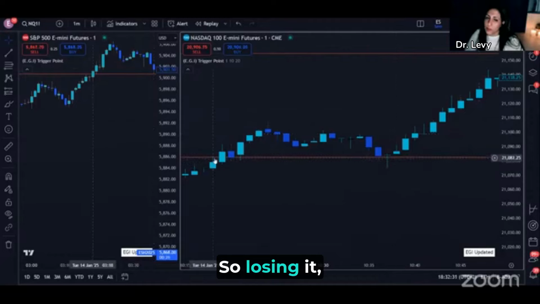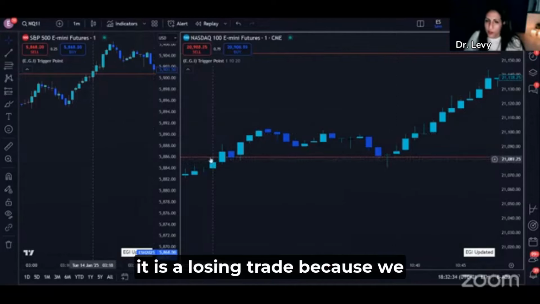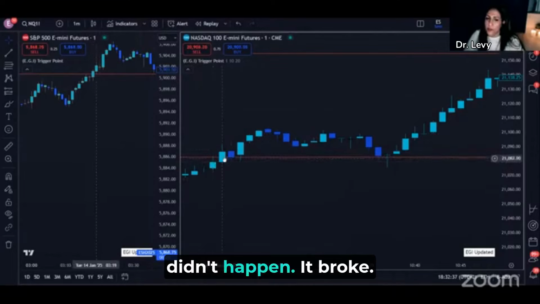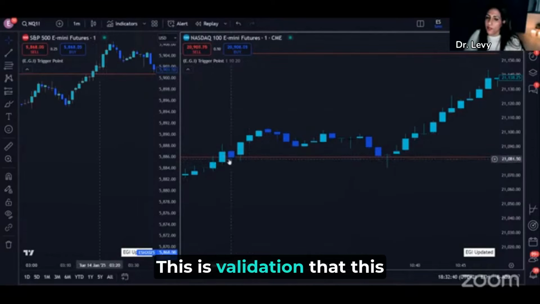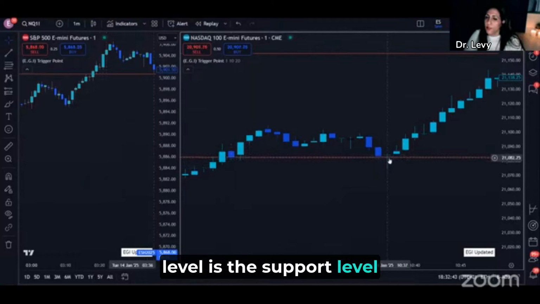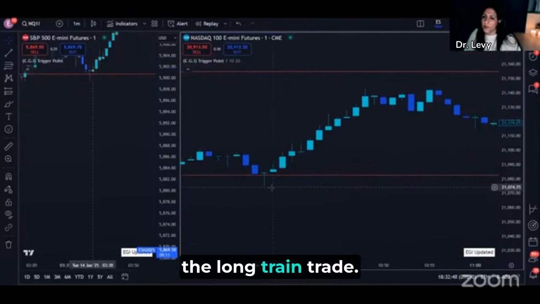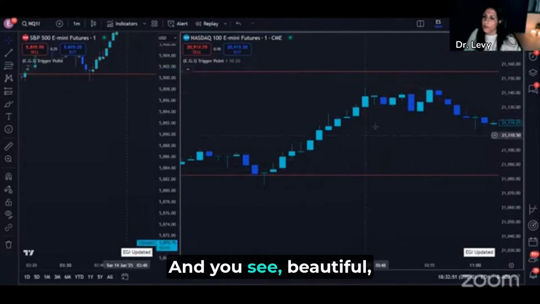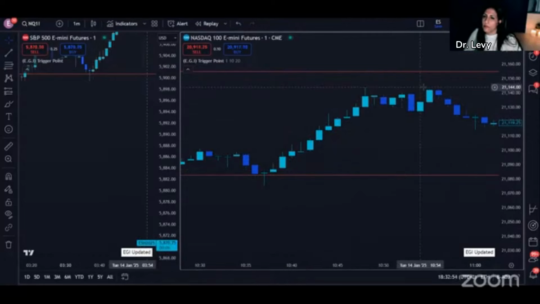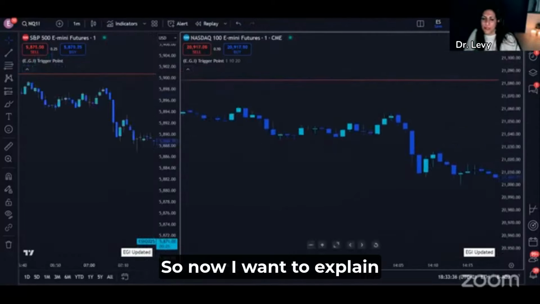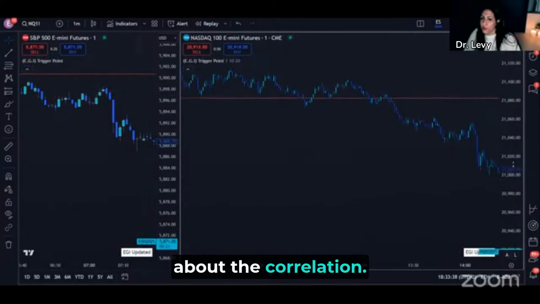So it is a losing trade because we expect it to bounce and it didn't happen, it broke. This is validation that this level is the support level. Here is an opportunity to take the long trade, and you see, beautiful move here. So now I want to explain the correlation.